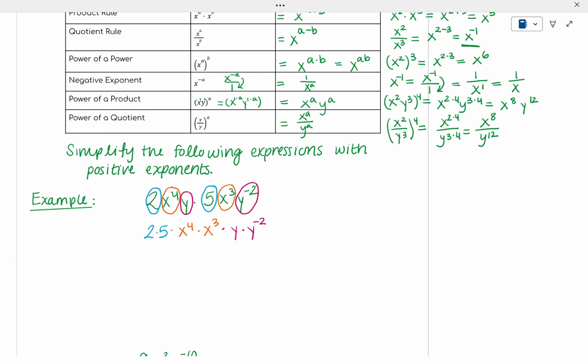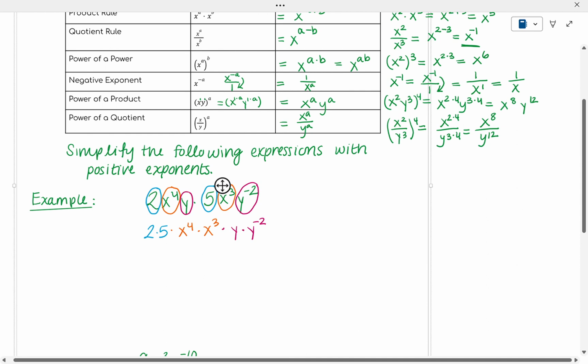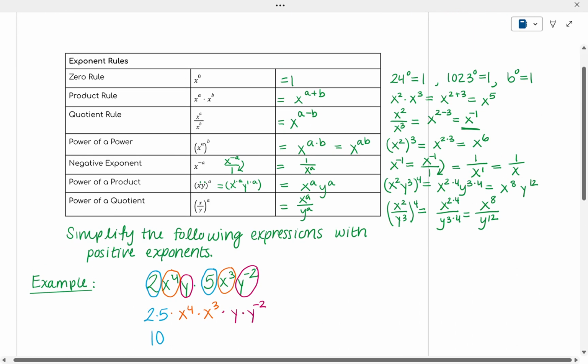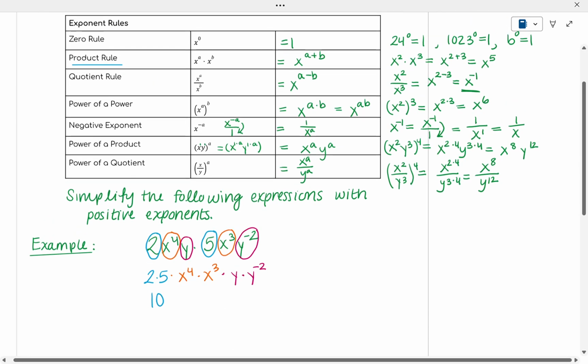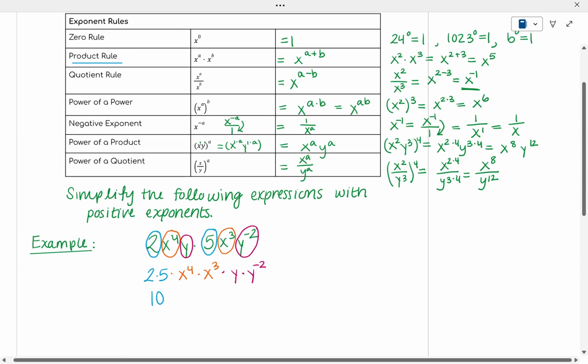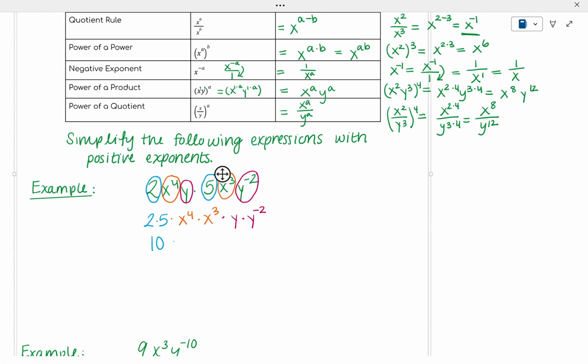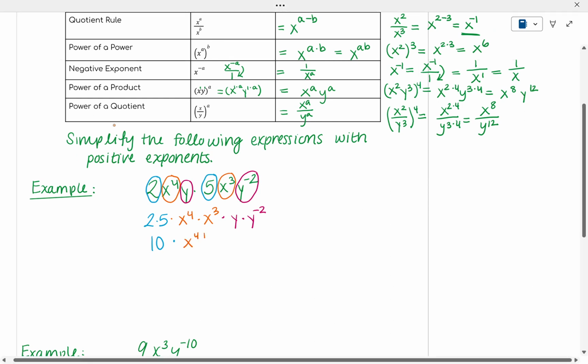So this step is really just rewriting it so the similar variables are next to each other. So we have the x's next to each other and the y's next to each other, and also the constants next to each other. So 2 times 5 is 10. And remember, applying this rule, the product rule, x to the a times x to the b equals x to the a plus b. So this becomes x to the 4 plus 3.